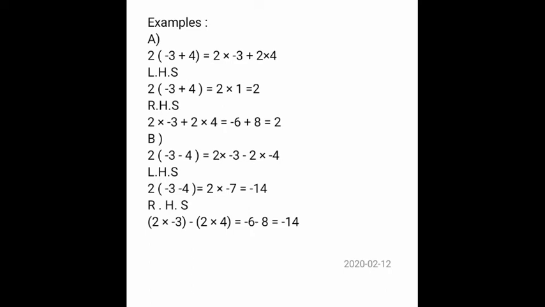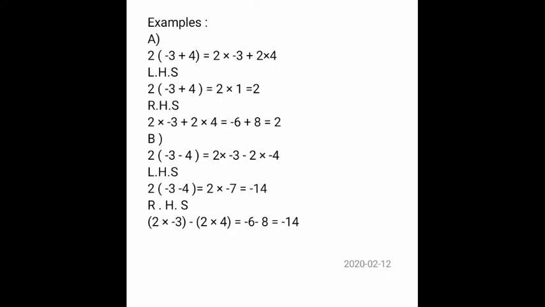We check on the left hand side 2 within bracket minus 3 plus 4. We first add and then multiply. Within the bracket we get minus 3 plus 4, which is 1, and multiplied by 2, that is 2. And on the right hand side we first multiply and then add: 2 into the first term plus 2 into the second term, therefore minus 6 plus 8 equals 2. Therefore LHS equals RHS.